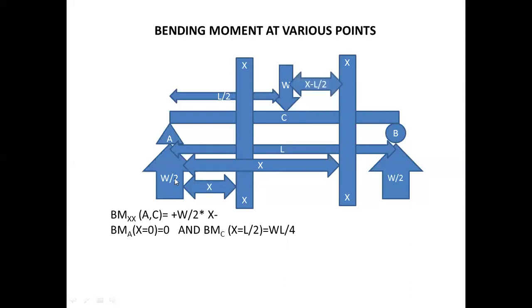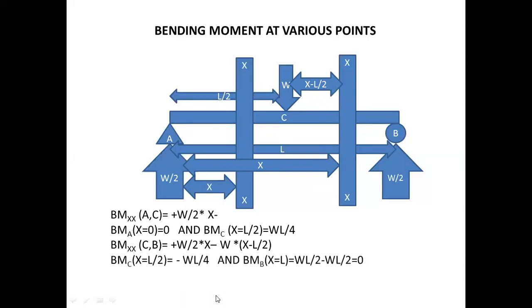What is the distance of W by 2 to the section? It is x. So the moment will be W by 2 multiplied by x. It is producing clockwise, so I have given positive sign. W will produce anti-clockwise, so I have given here this minus sign. W multiplied by the distance between W and the section. It will be x minus L by 2, because the distance between the point C and the point A is L by 2. This is L by 2 and this is full x, so it is x minus L by 2.